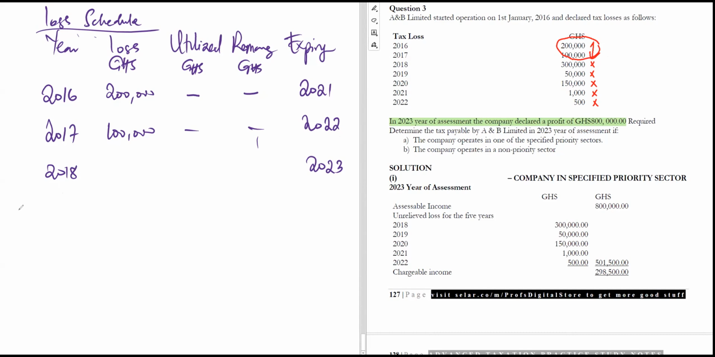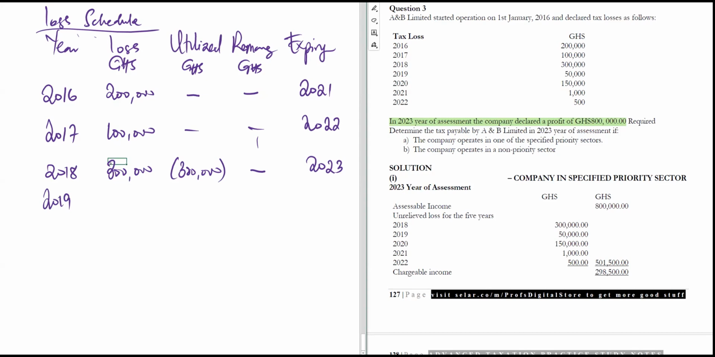Okay. Now, in 2018, how much was the loss? 300,000. But we made a profit of how much in 2023? 800,000. Can we deduct the 300 from the 800? Yes, we can utilize all 300. Meaning how much is remaining? None. It was to expire in 2023.